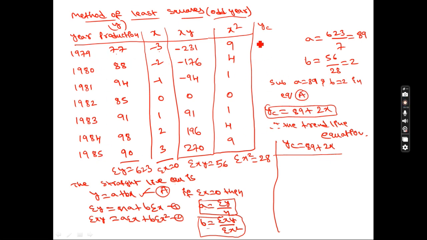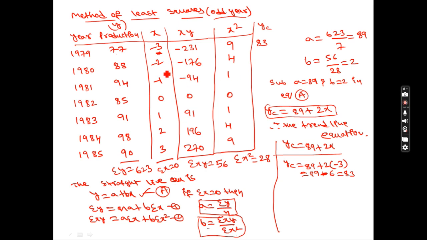So what we have to find now is the trend values. Substitute the values of x. What is the value of x? Minus 3. So YC is equal to 89 plus 2 into, what is the value of the first x value? Minus 3. So it will become 89 plus 2 threes are 6, minus 6. So if you do it, you will get 83. So the first value you are getting here is 83.